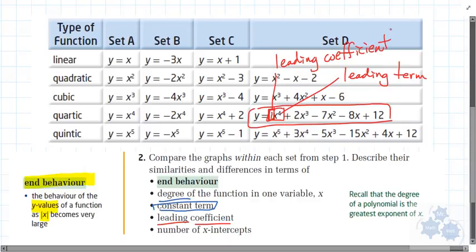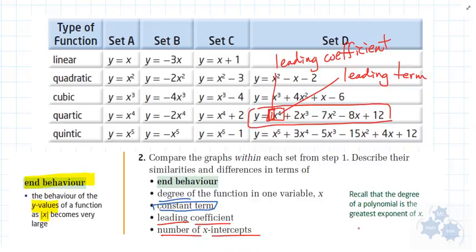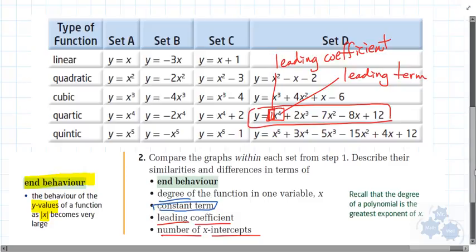So what does that have to do with the shape of the graph, or what the graph looks like? These are all the types of things that we're looking at. And also, finally, the number of x intercepts. So there's a lot to talk about. It's going to be a discussion where you guys are going to tell me the answers, and we're going to come across this as a class.